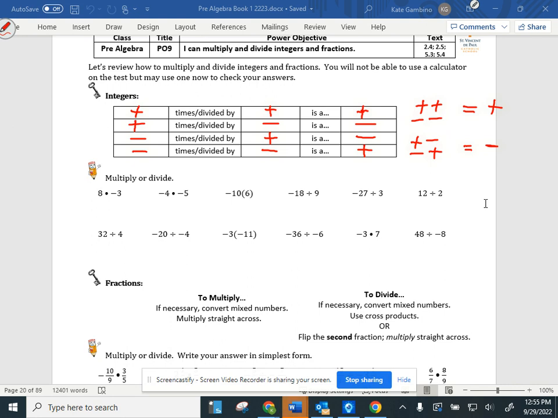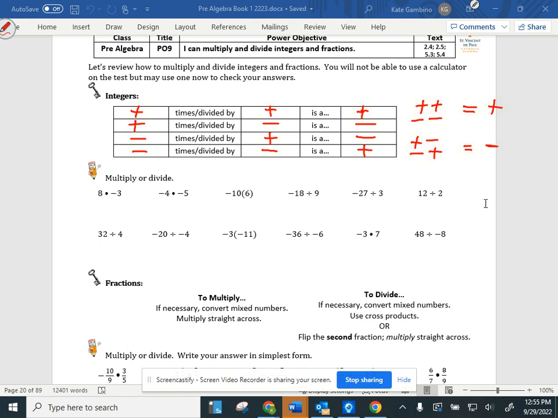Unlike signs are negative. So remember that this is only for multiplying and dividing, not for adding and subtracting. Adding and subtracting, we're looking at that number line. Which direction am I going on the number line? Multiplying and dividing, that's when this rule applies. So we're going to do the math.